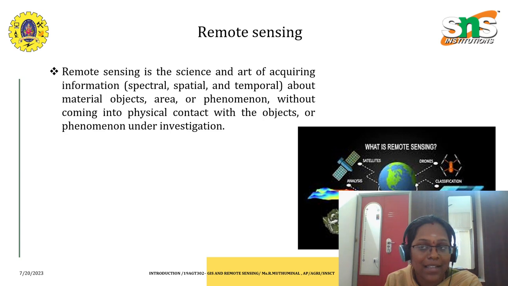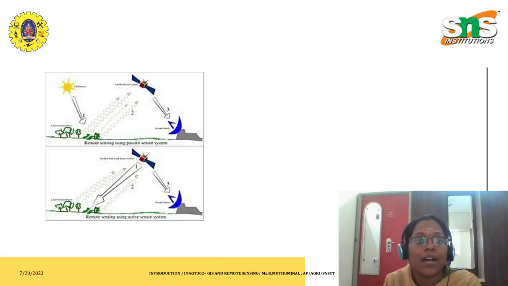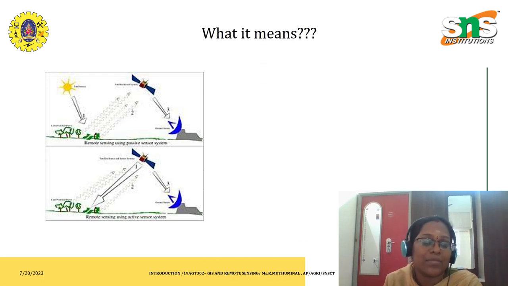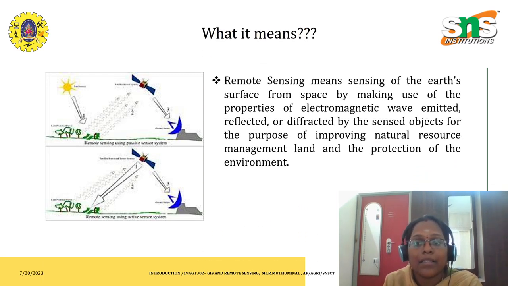Remote sensing is a concept that acquires data without any physical contact over the subject or any area or any phenomena. So this will come under some investigations. So what does this mean? This means the sensing of Earth's surface from space by making use of properties of waves emitted, reflected, or diffracted by the sensed objects, for the purpose of improving natural resource management planning and the protection of the environment.